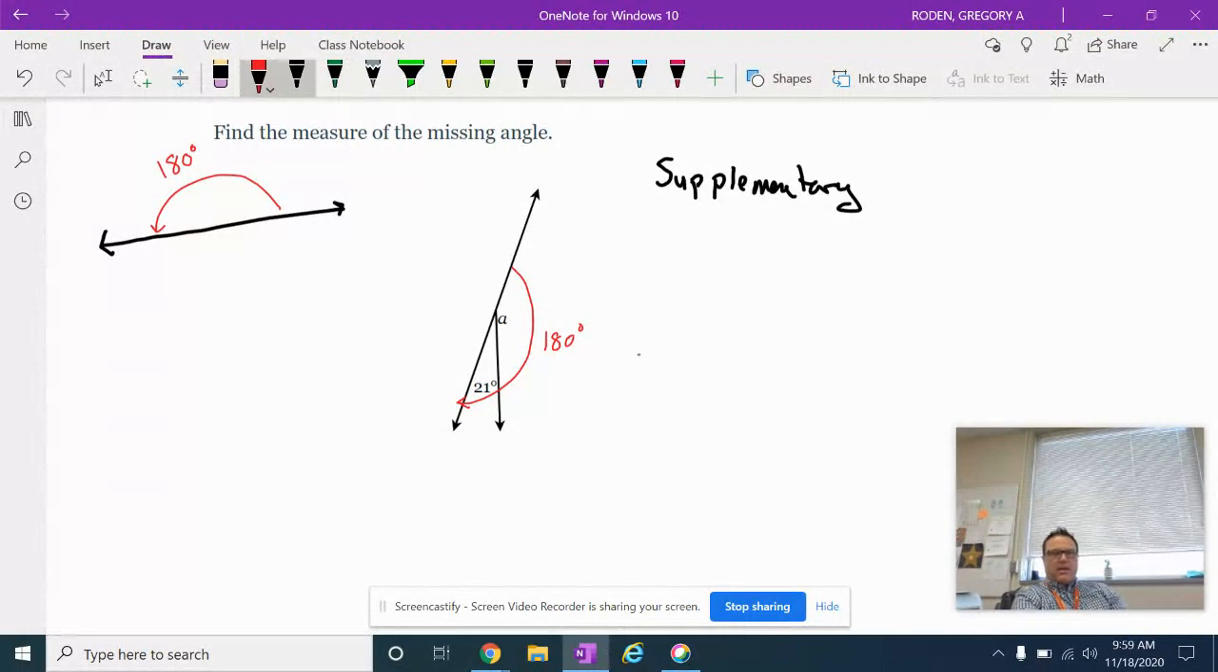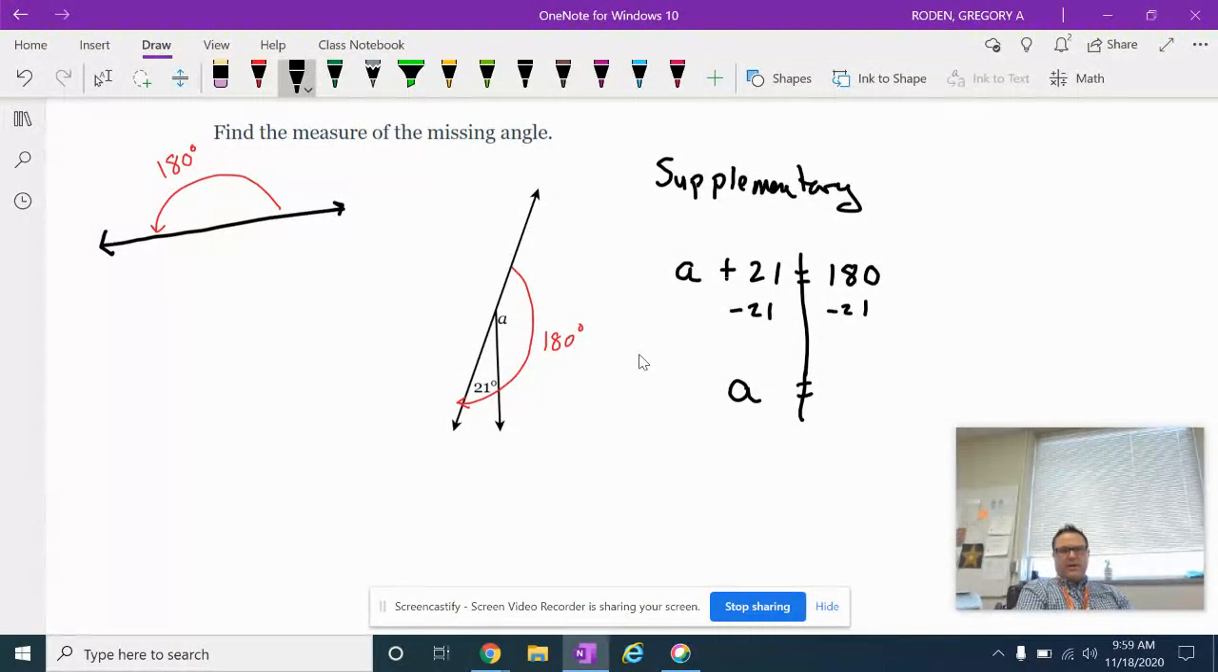So what's the equation we could write for this problem? Well, we could say A plus 21 equals 180, right? Because they're supplementary. They're adding up to a straight line, a straight angle. And so now we just solve the equation. These are very easy equations to solve. We can just subtract 21 from both sides. So now I get A equals, what's 180 minus 21?